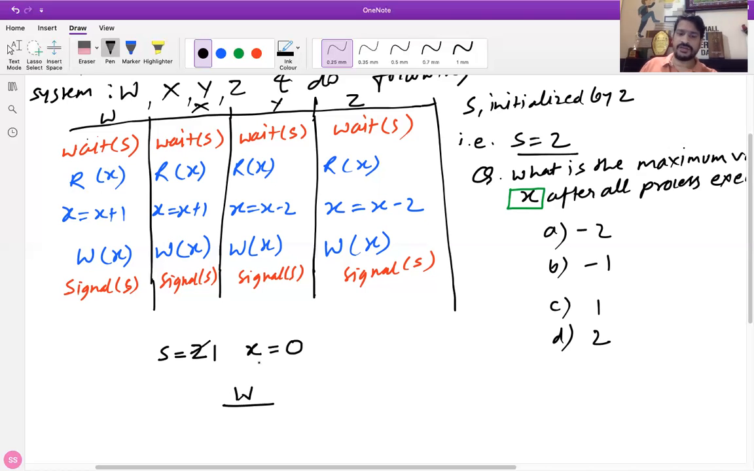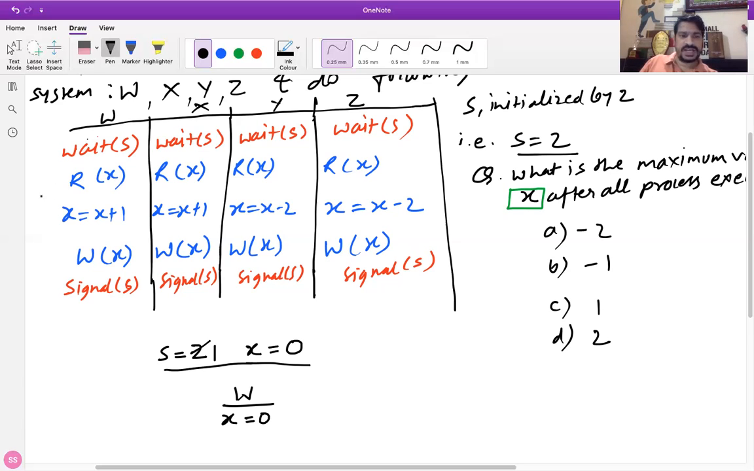Now what will W do? W will read the value of X. So W is reading the value of X as 0 from the system. This is the value of X on W, and this is the X value of the system. Because X is a shared variable, these two are the same. Now W has read the value of X as 0.